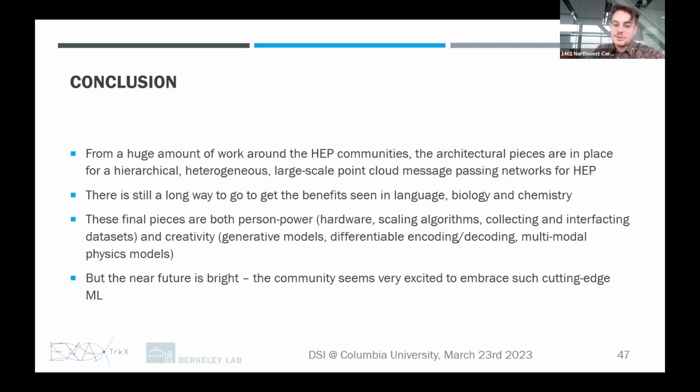So I'll leave it there. There's been a huge amount of work from different HEP communities to build all of these pieces. And certainly we're not the only group doing it. There are many groups that are keen to solve this problem because we can see in language and biology and chemistry, they work really, really well when all the pieces are in place. But in physics, at least, I think the final pieces are both a combination of person power and also creativity. There are genuine novel problems still to be solved. But I hope that they will be solved in the next couple of years, and for sure, the HEP community seems very excited to embrace them once they're ready.